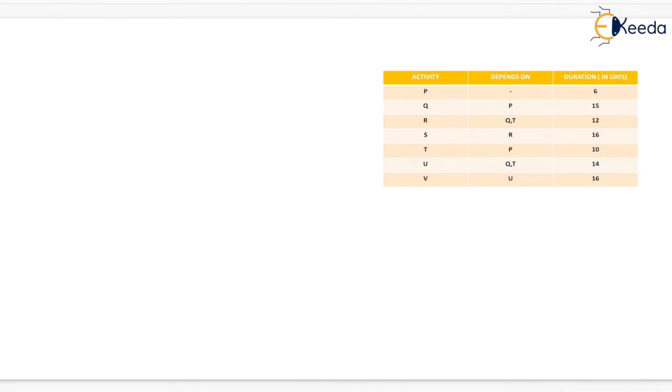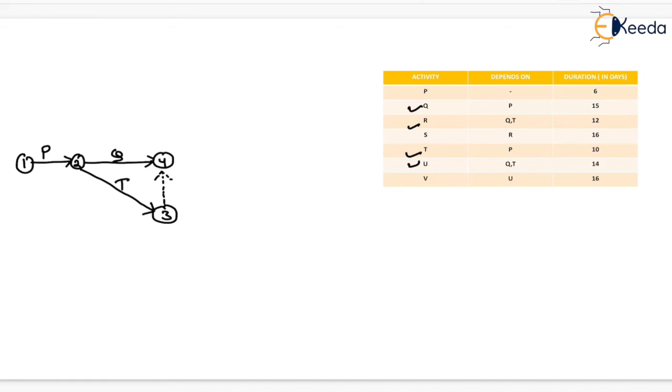Activity P does not depend on any activity, so we will mark the activity P just like this. Now Q and T both depend on P, so we will mark the activity Q just like this and activity T just like this. Now activity U and R both depend on Q and T, so we have to finish the activity T on this event, and from this we have to take two activities, that is R here and U here, just like this.